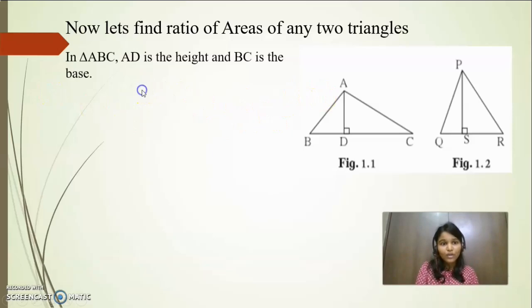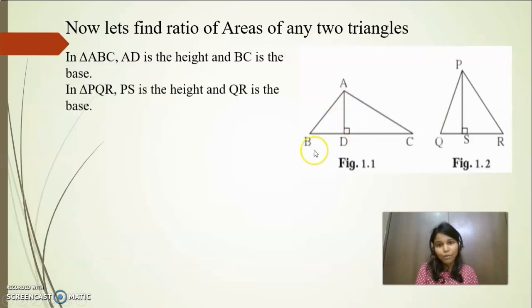Correct. So now, before writing the ratio, we will first describe both the triangles. So in triangle ABC, AD is the height and BC is the base. Similarly, we will describe the second triangle. In triangle PQR, PS is the height and QR is the base. Now we will write down the ratio.